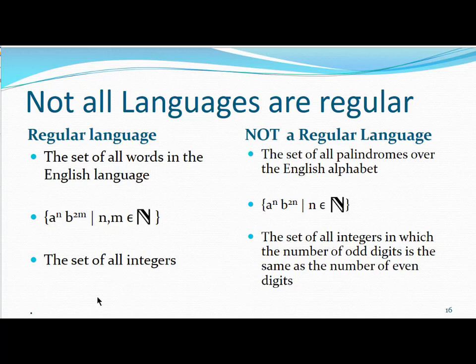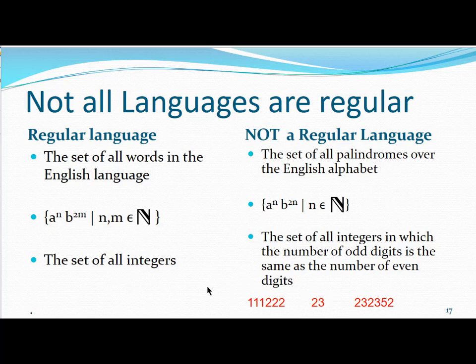Okay, so let's just talk about these last two. The set of all integers, big infinite set, regular. The set of all integers in which the number of odd digits is the same as the number of even digits. So, for example, 1, 1, 1, 2, 2, 2. Same. There's three odd digits, 3 even digits, or 1 even digit, 1 odd digit, or 1, 2, 3 even digits and 1, 2, 3 odd digits. Right? This language, not regular.